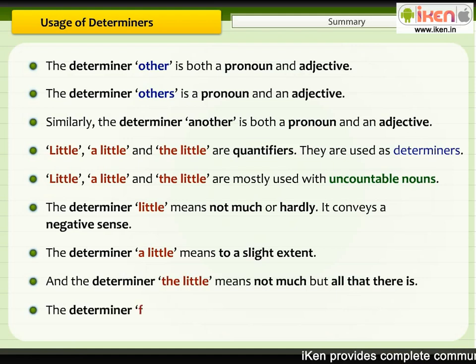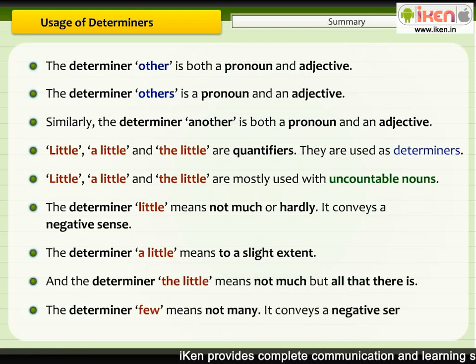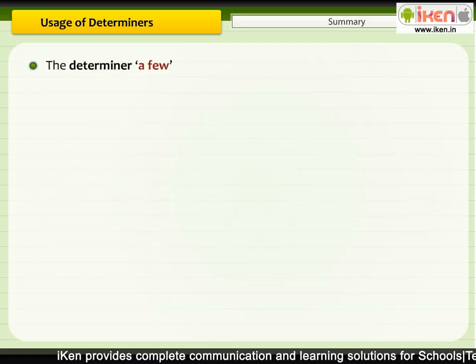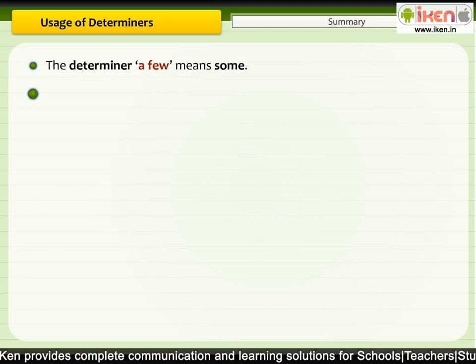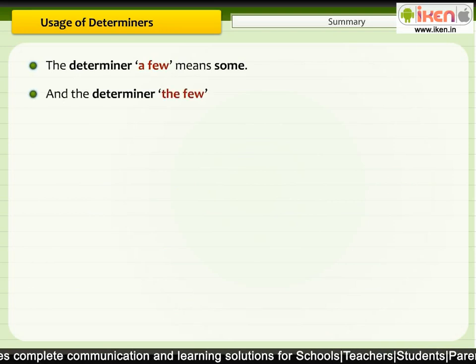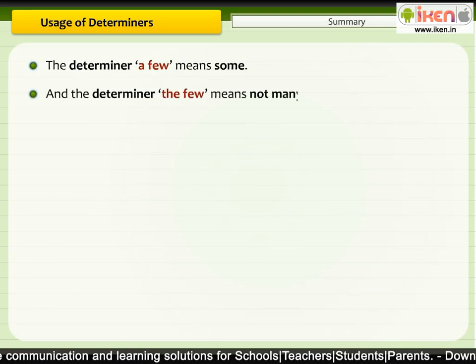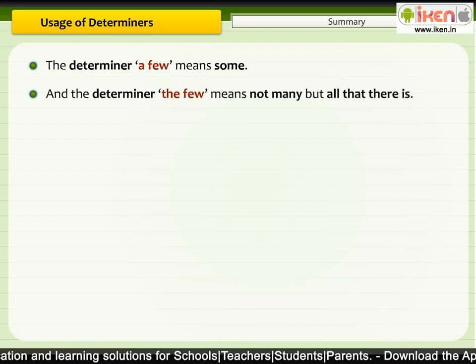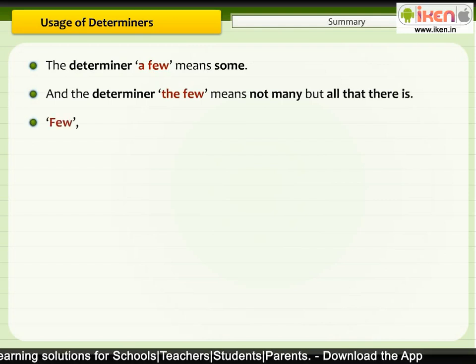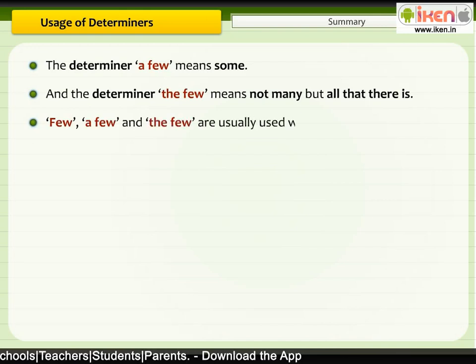The determiner few means not many. It conveys a negative sense. The determiner a few means some. And the determiner the few means not many but all that there is. Few, a few, and the few are usually used with countable nouns.